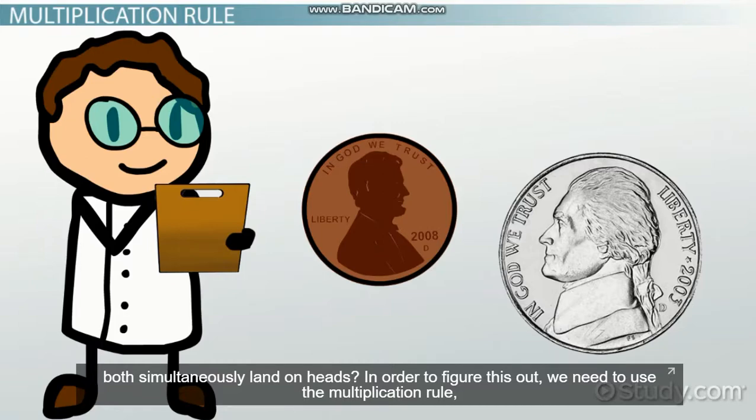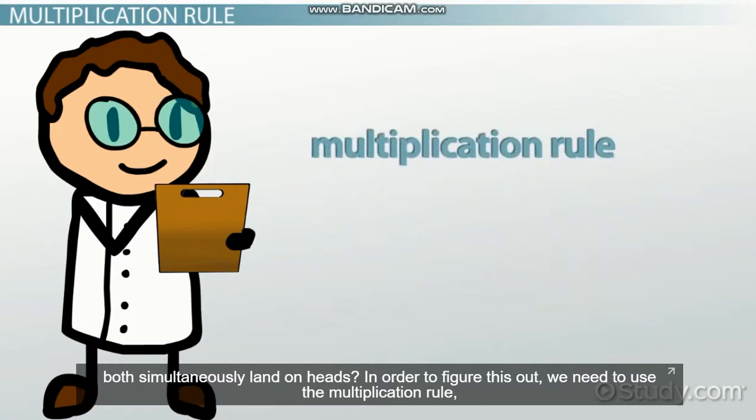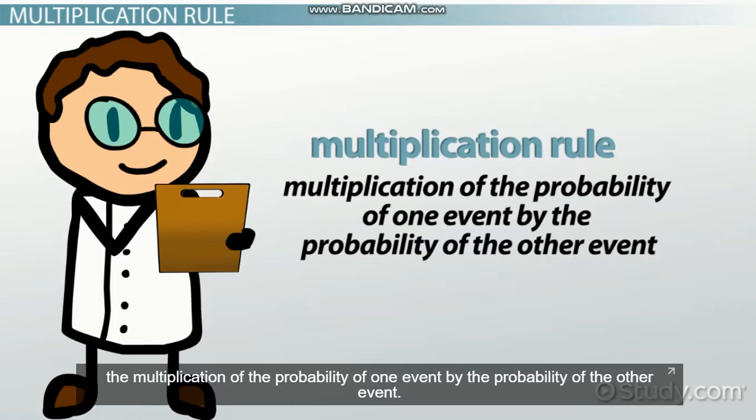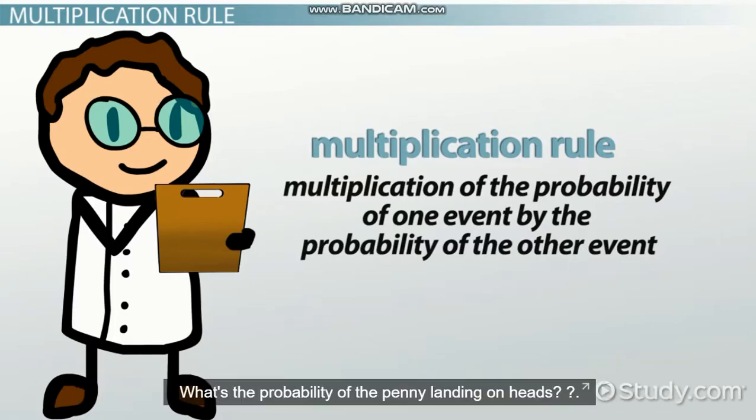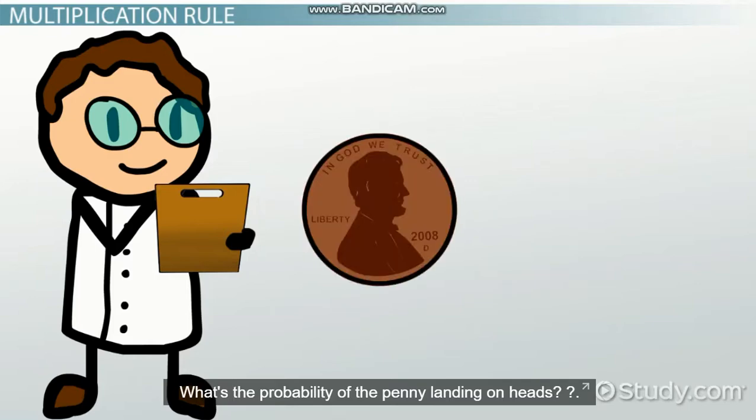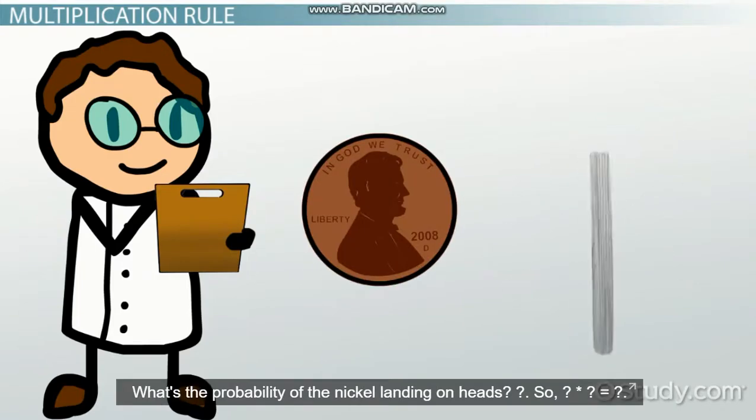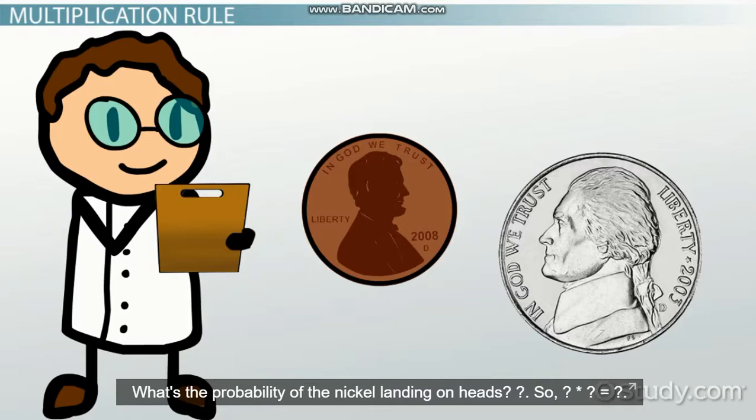In order to figure this out, we need to use the multiplication rule, the multiplication of the probability of one event by the probability of the other event. What's the probability of the penny landing on heads? 1/2. What's the probability of the nickel landing on heads? 1/2. So, 1/2 times 1/2 is equal to 1/4.